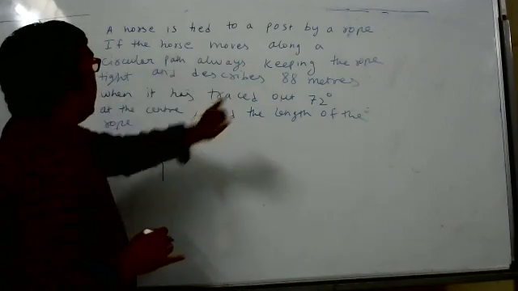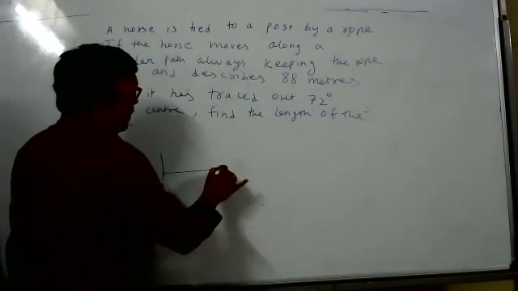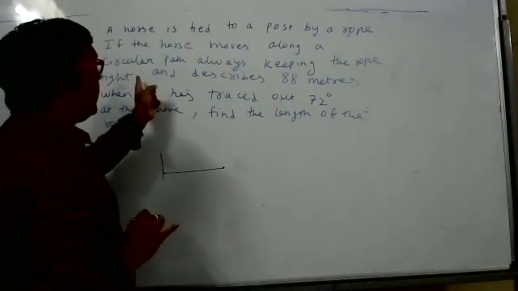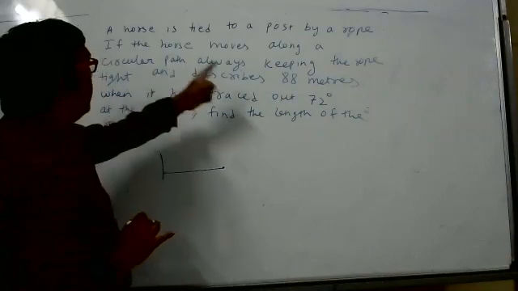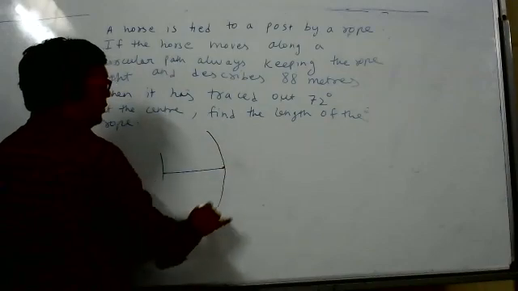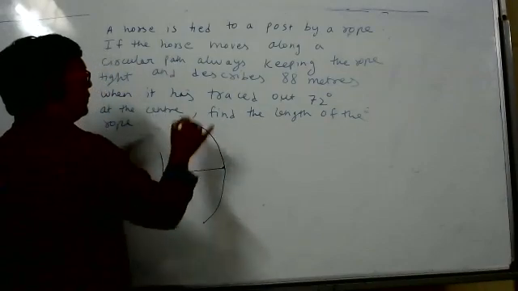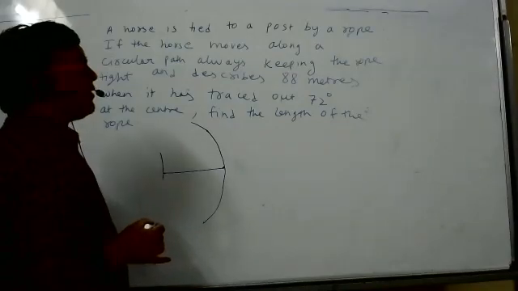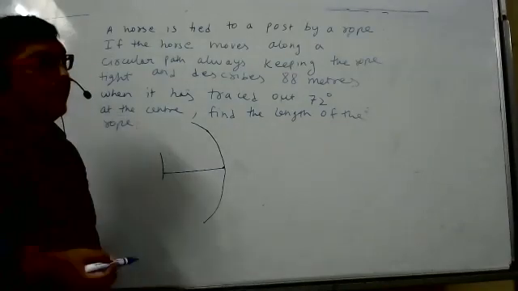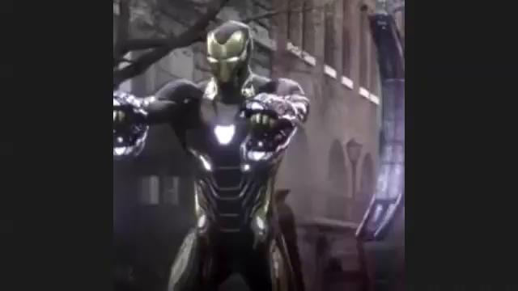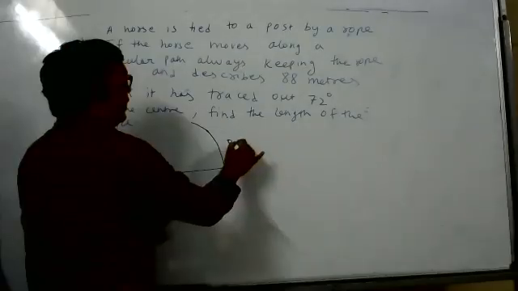If the horse moves along, it is tied, so the horse cannot go wherever it wants. Maximum it can go somewhere, and always the rope is tight. The horse moves along a circular path. Obviously it can trace a circular path only when it is tied. It will cover a circular path, some arc, keeping the rope tight, and describes 88 meter. What does 88 meter tell? The length of arc is 88 meter.